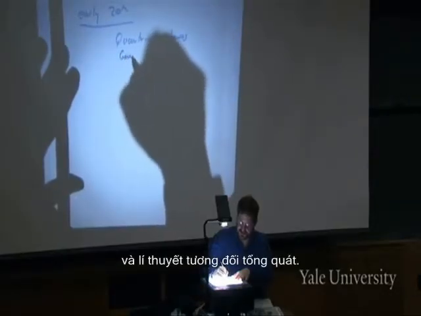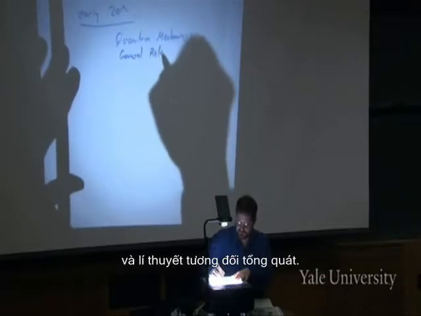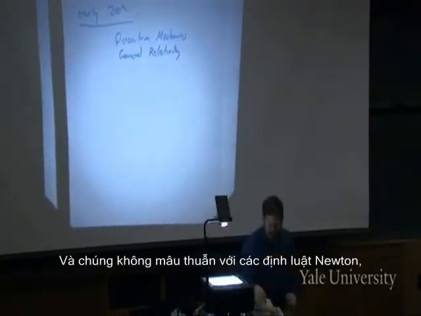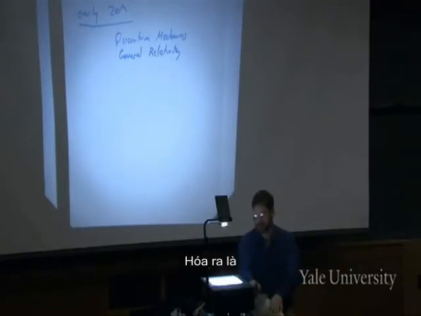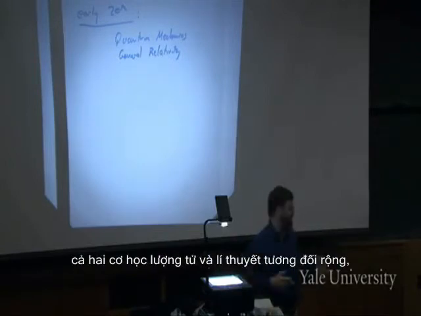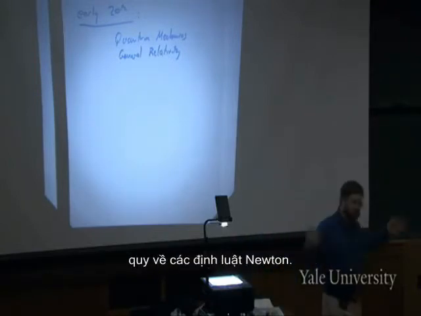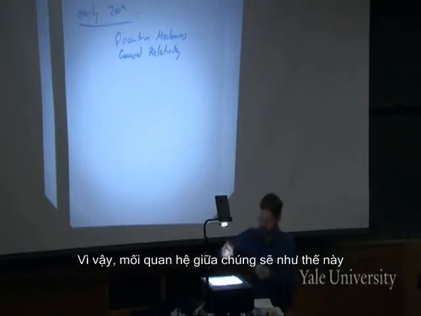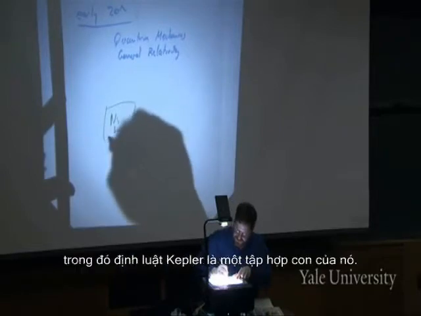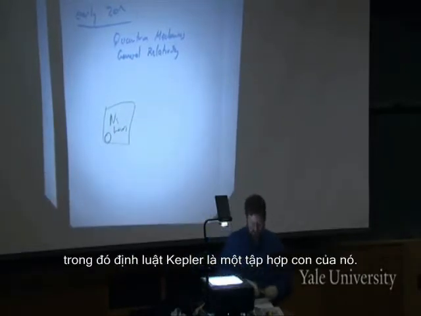and general relativity. And the situation with these is they don't overturn Newton's laws, they extend them. It turns out that in the kinds of situations that Newton was looking at, both quantum mechanics and general relativity reduce down to Newton's laws. So you have a situation where here are Newton's laws, of which Kepler's laws are a tiny subset.